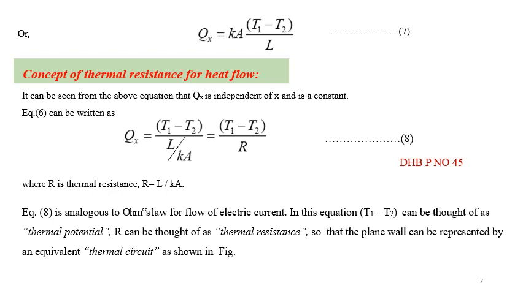Where R is thermal resistance, R is equal to L by KA. So equation 8 is analogous to Ohm's law for electric current. In this equation, T1 minus T2 can be thought of as thermal potential, and R can be thought of as thermal resistance, so that the plane wall can be represented by an equivalent thermal circuit as shown in the figure.